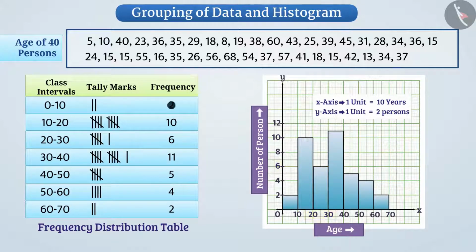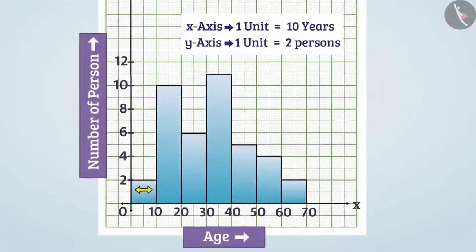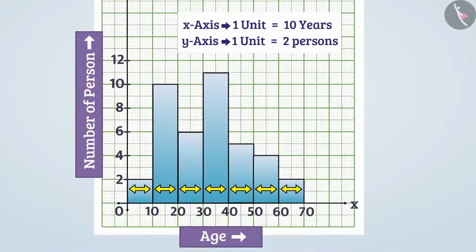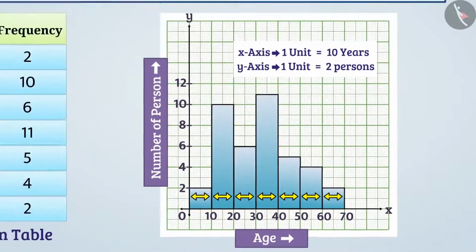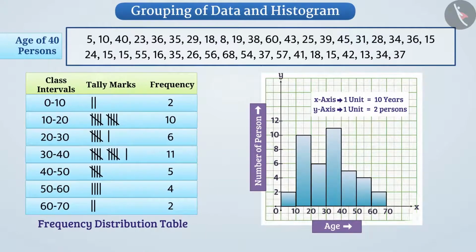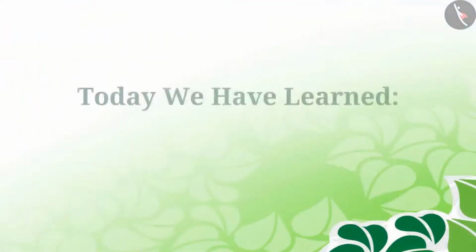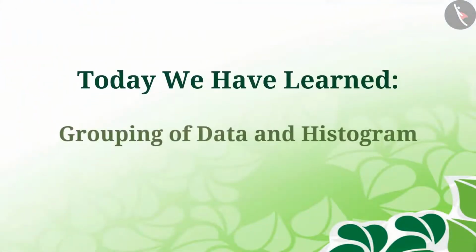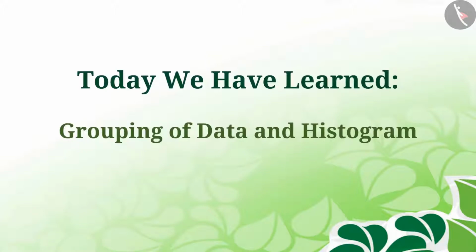The bars drawn to show frequency have the same width and two adjacent bars have no space or distance between them. This type of representation of data is called a histogram. We will understand it better with some examples in the next video. So today we have learned grouping of data and histogram. In the next video, we will see some interesting examples related to them.